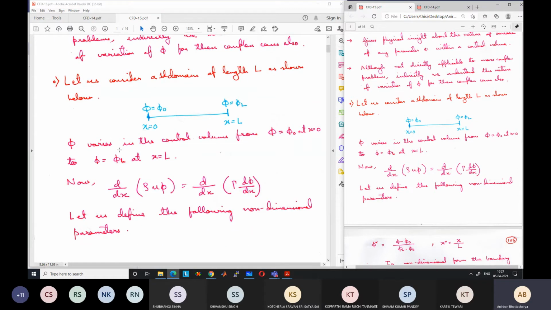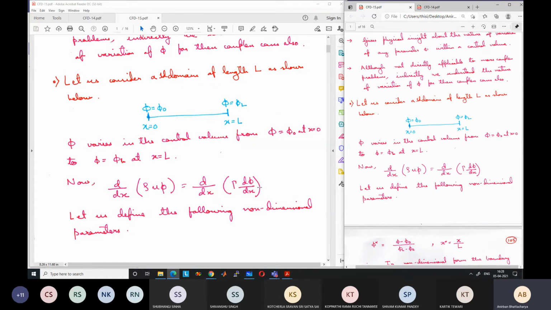So phi varies in the control volume from phi 0 at x equal to 0 to phi L at x equal to L. We don't know what the variation is. That is what we are trying to find out: how it varies from phi 0 to phi L. Now the governing equation we have already seen for the one-dimensional convection-diffusion problem without source term and without unsteady term. It can be written as d/dx of (rho u phi) is equal to d/dx of (gamma d phi/dx).